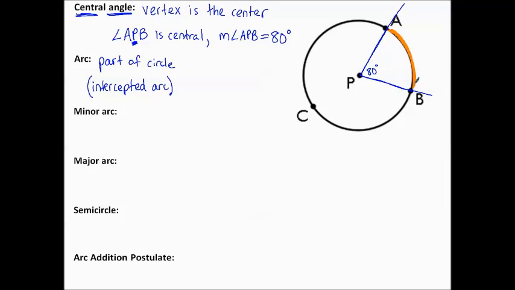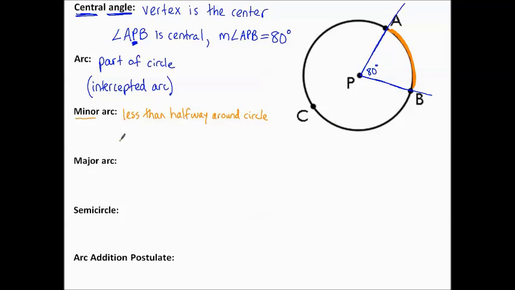Why did I call this one a minor arc? Because a minor arc, think as compared to major. Minor means less, major means more. Minor, small, major, big. Minor is less than halfway around the circle. So that's why from A to B, that arc is only a minor arc, because going halfway around the circle would be at least that much.